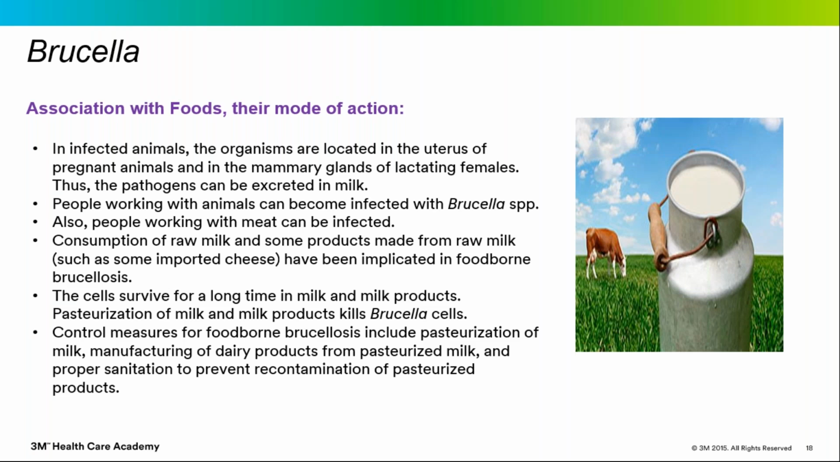Consumption of raw milk and some products made from raw milk, such as some imported cheese, have been implicated in foodborne brucellosis. The cells survive for a long time in milk and milk products. Pasteurization of milk and milk products kills the Brucella cells. Control measures for foodborne brucellosis include pasteurization of milk, manufacturing of dairy products from pasteurized milk, and proper sanitation to prevent recontamination of pasteurized products.